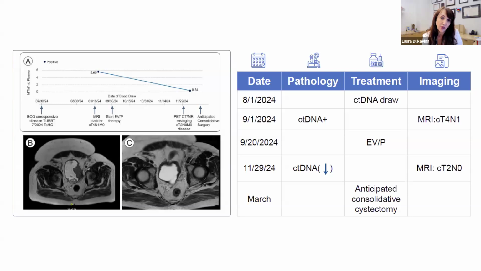And that did change our management, right? He went from unresectable disease to getting EVP instead of me diagnosing him with just muscle invasive disease. So there was definitely an escalation of imaging and escalation of care because of that test.